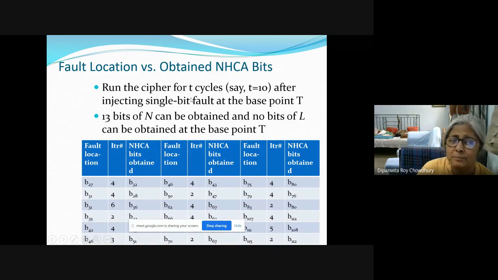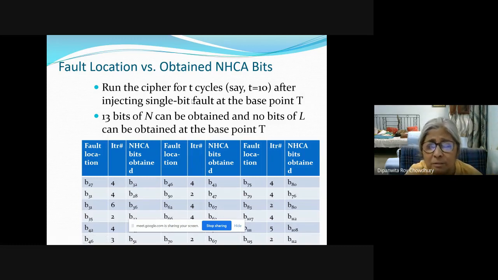We have done this experiment after injecting a single bit fault. We have injected this bit fault at the base point T. Base point T just marks the cycle after which we inject; remember that for a stream cipher, or this Grain type of cipher or this CA stream, I'm speaking in general, it can be after the 20th cycle, or after the 30th cycle, like that. So here I have given the single bit fault.